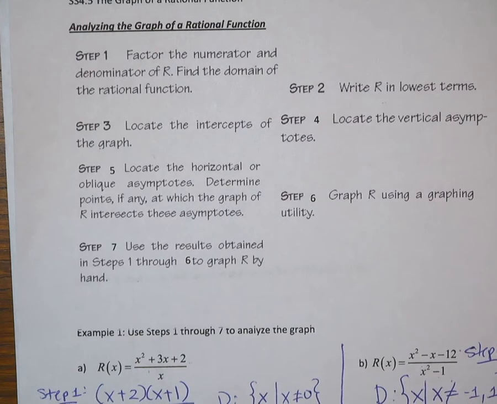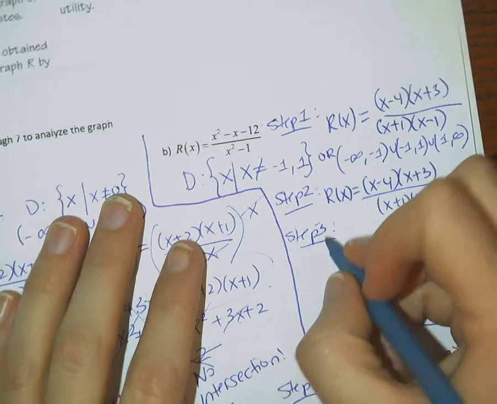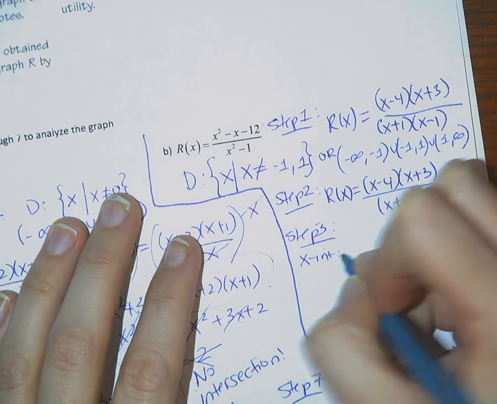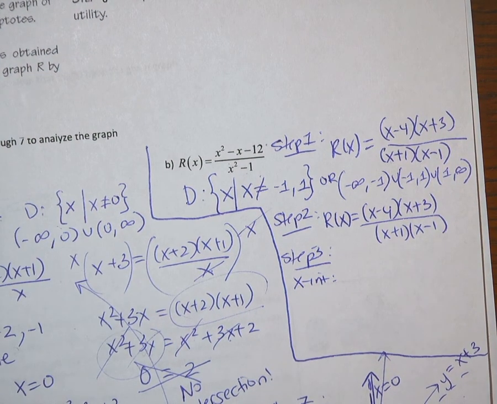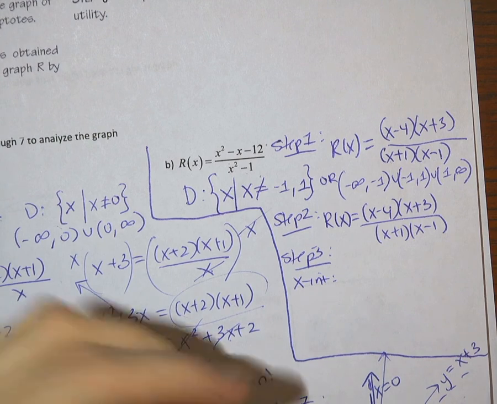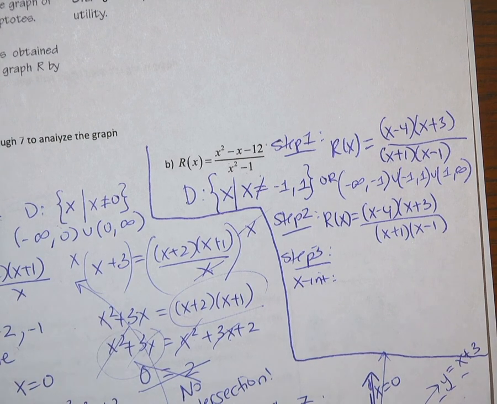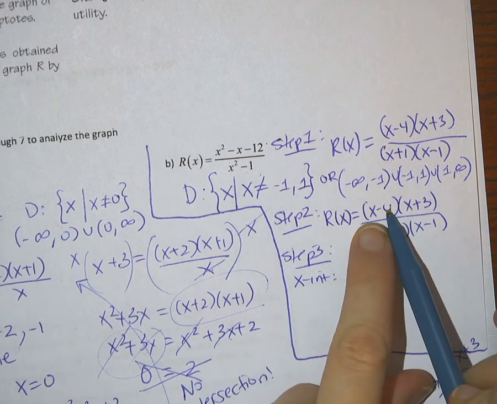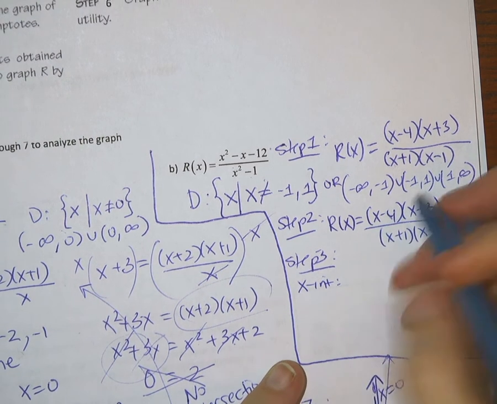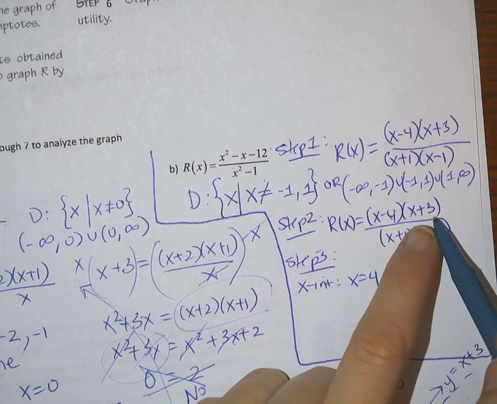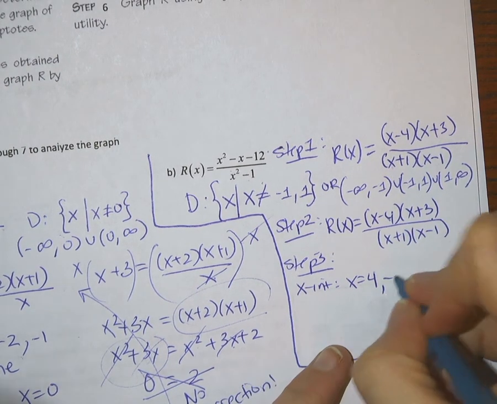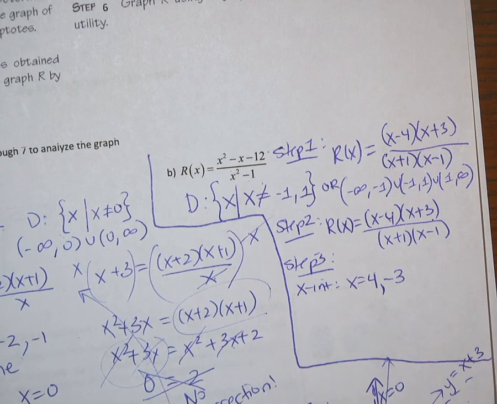Moving on to step 3. Step 3 is to locate the intercepts of the graph. We want to start with our x-intercepts. X-intercepts we know are where y equals 0, which is where our numerator equals 0. So we test each factor in our numerator for where it would give us 0. This factor would give us a 0 at x equals 4, and this factor would give us a 0 at x equals negative 3. So our x-intercepts are 4 and negative 3.